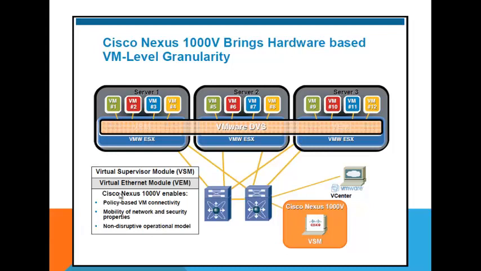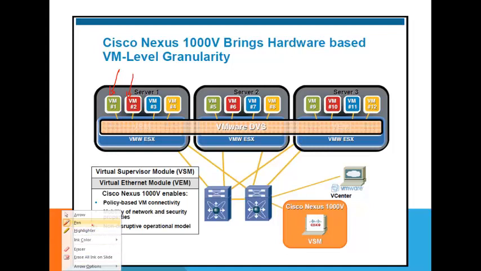Now 1000V, as we already discussed, gives visibility deep down to the VM level, meaning we can see the traffic going to and coming out from VMs. We can monitor the traffic, as we already saw on the previous page, like we can use SPAN, switch port analyzer, or we can do some quality of service, or write ACLs and many more things.